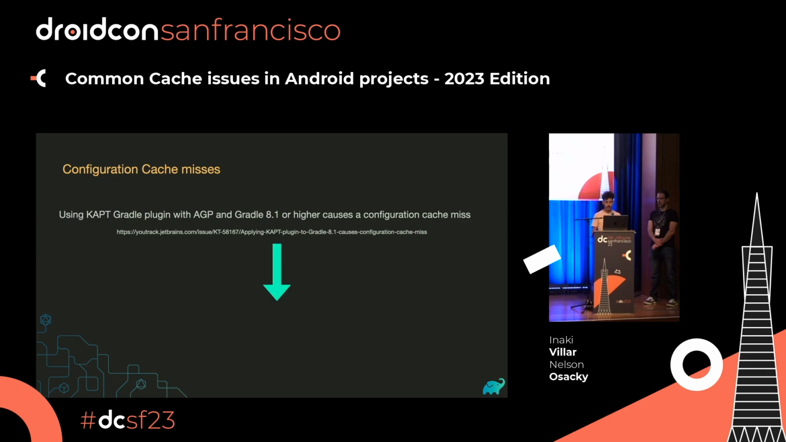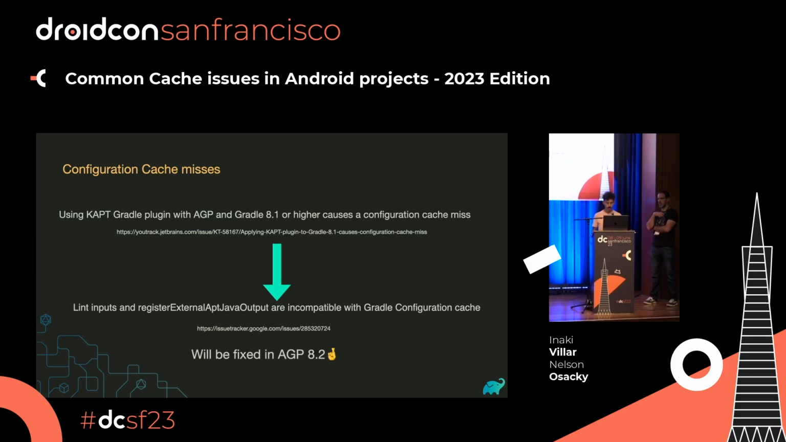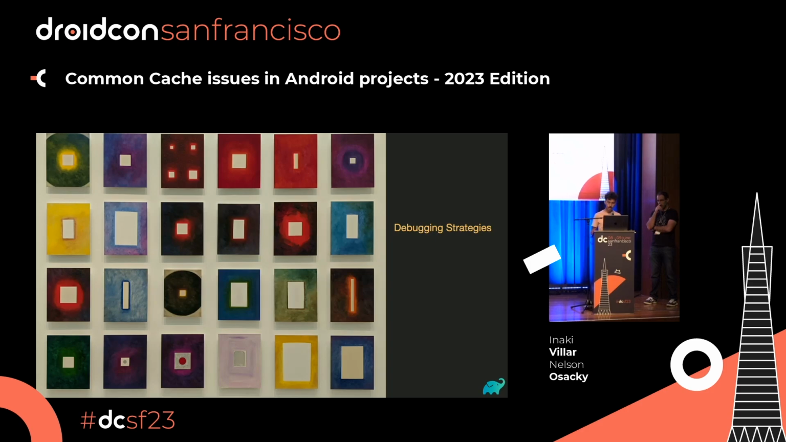So we filed it against JetBrains, and they said it was fixed in Kotlin 1.9. We checked it with Kotlin 1.9. It actually wasn't fixed, so we filed it again. Then it turned out it is actually an issue in the Android Gradle plugin. So that'll be fixed, hopefully, in Android Gradle plugin 8.2. Cross the fingers.